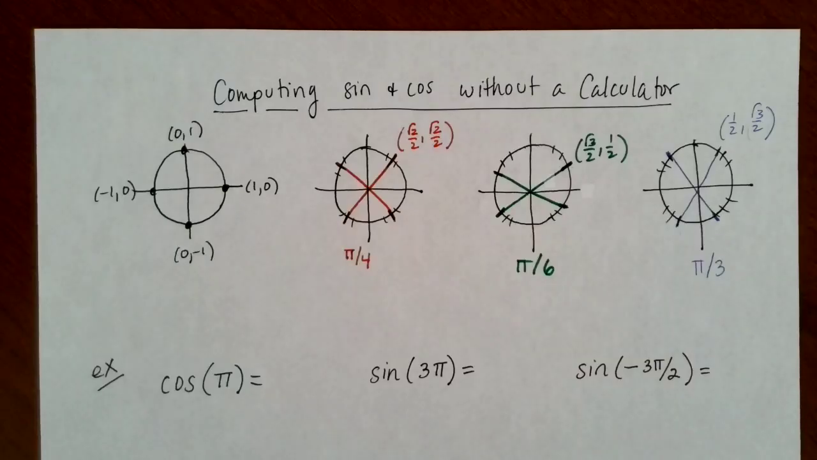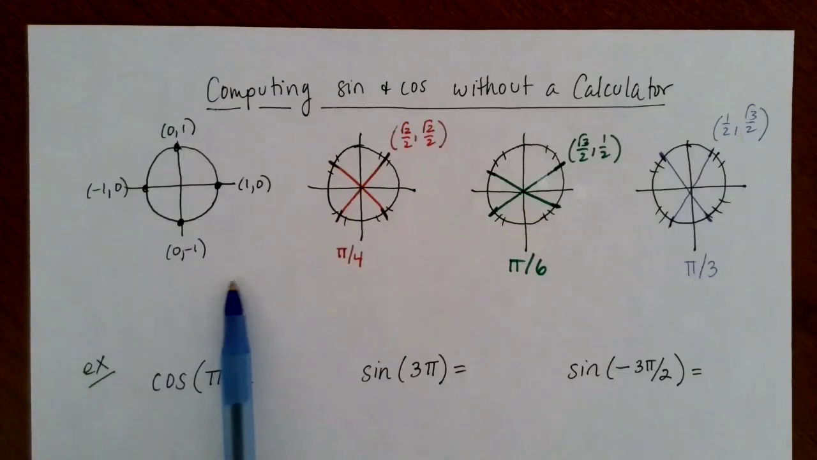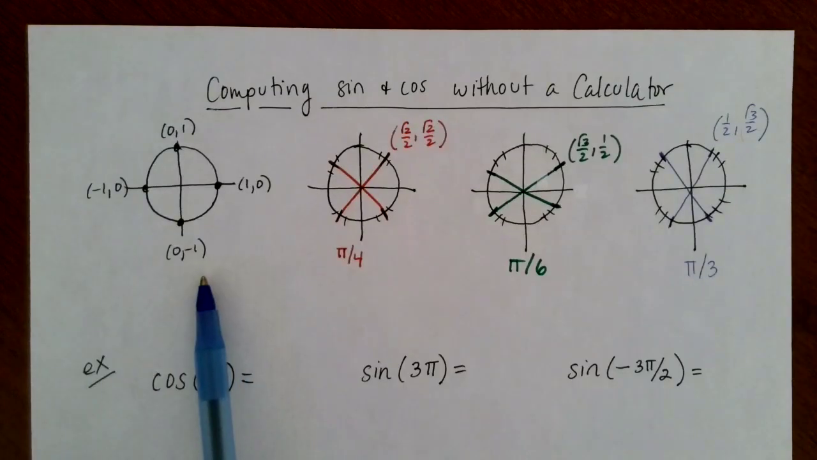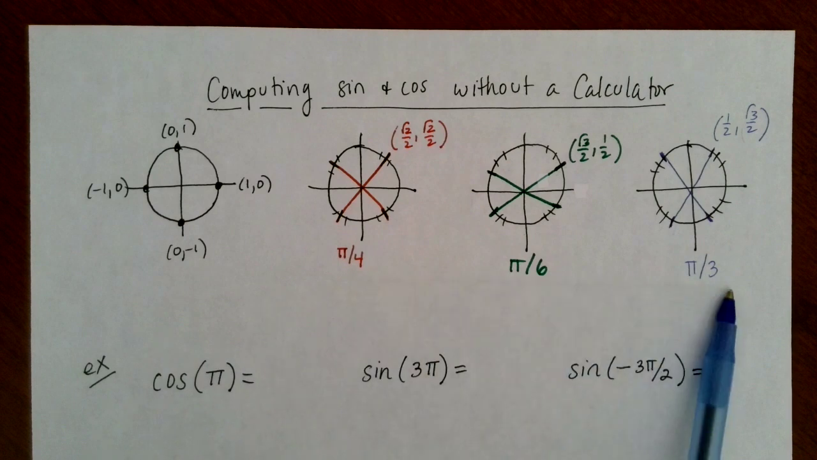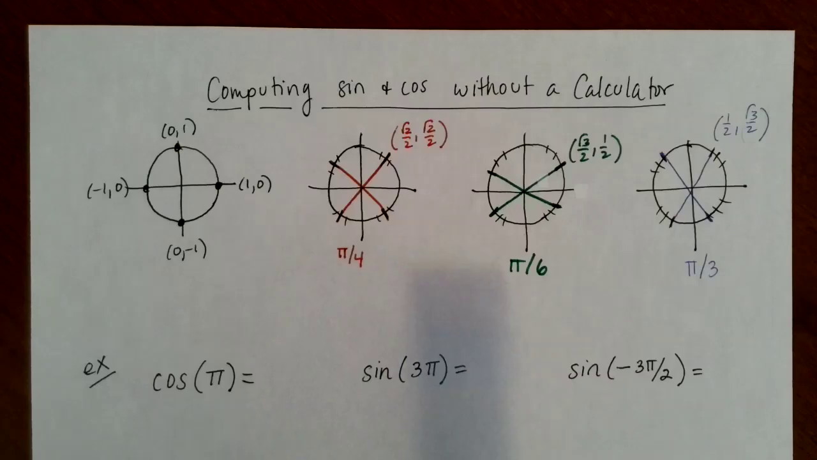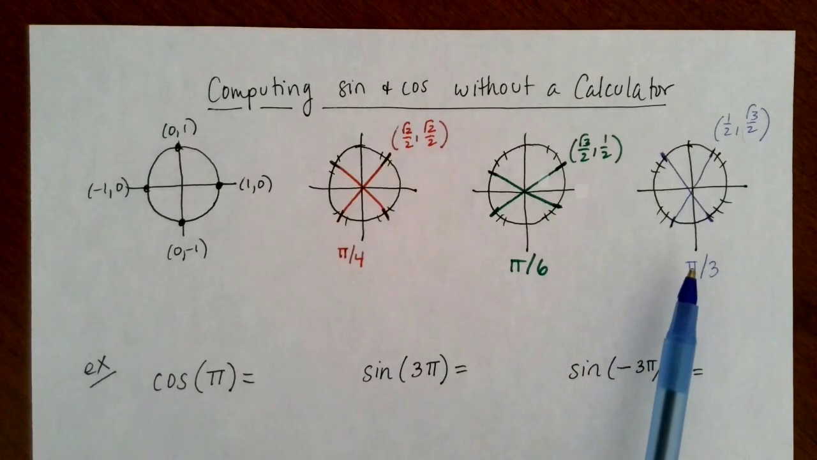Let's talk about computing sine and cosine values without a calculator. The key here is to memorize as little as possible and use the structure of the unit circle to help you figure out any of these values. At the top of my page, we can see the 16 special angles of the unit circle, broken into four groups of four each.